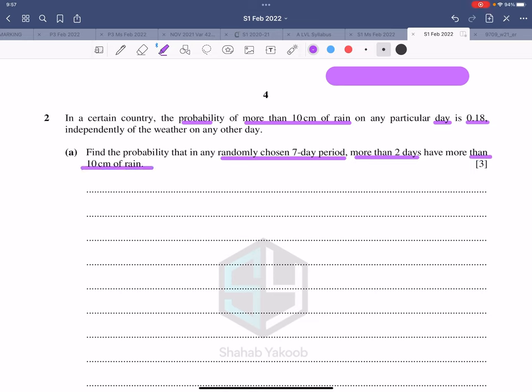So first of all, the statement, more than 10 centimeters of rain, that is your probability of success. That is your success.